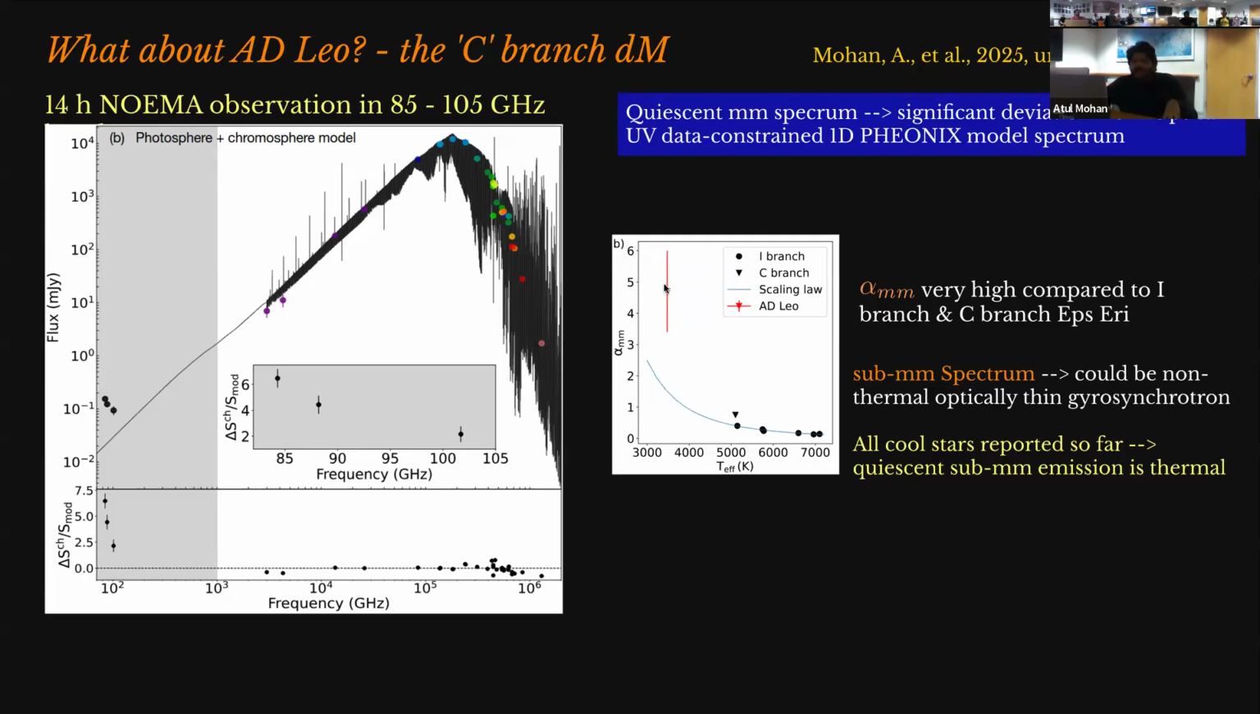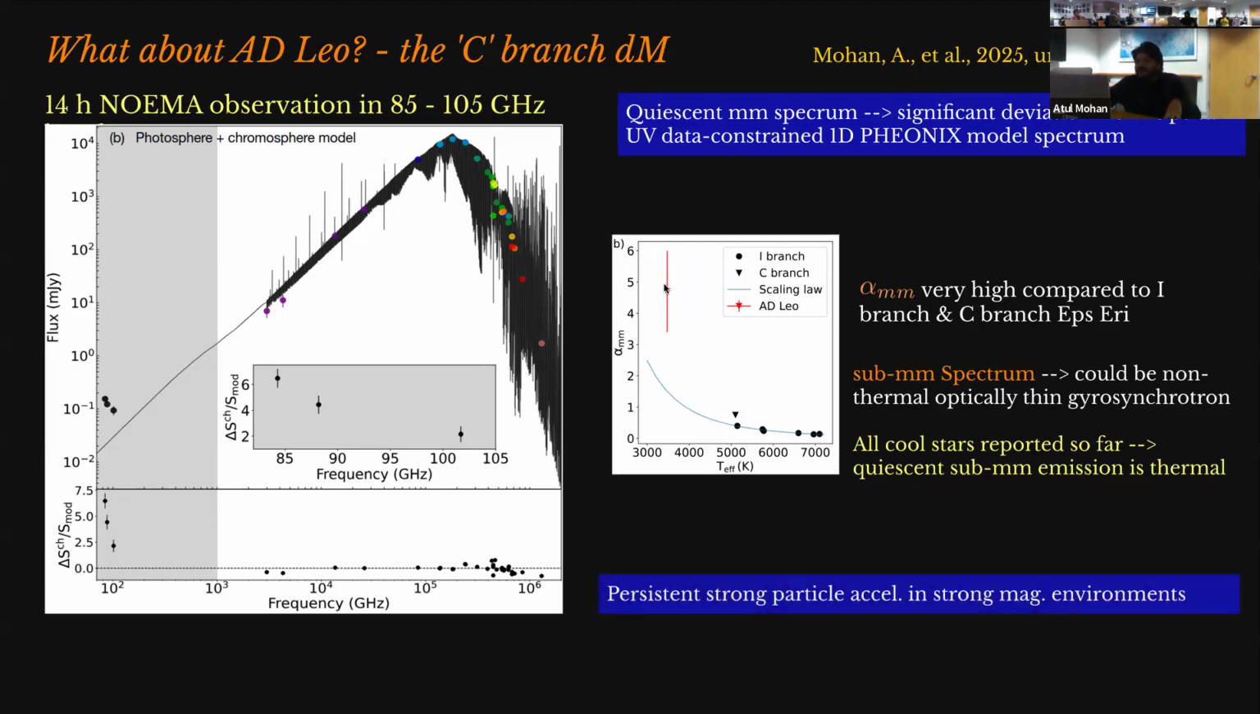Even when we try to put in the active region filling factors from the Zeeman Doppler imaging, it still doesn't agree at all. So we suggest that there should be some sort of persistent strong particle acceleration happening right from the chromosphere and above, which is contributing a lot more non-thermal heating into the star than what we know in our sun or any of those old dwarfs.